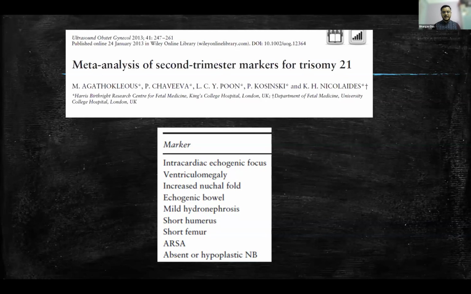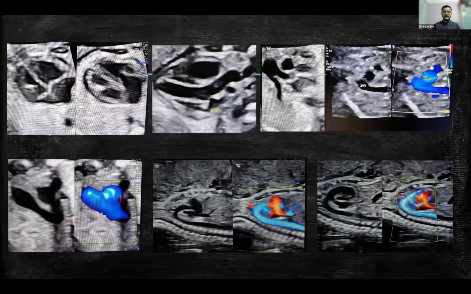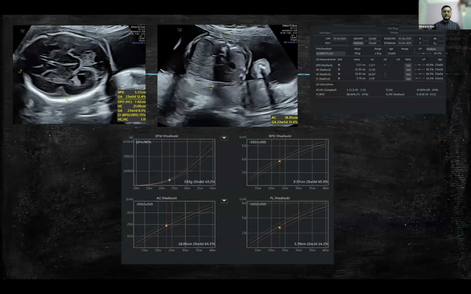So keeping that in mind, I meticulously searched for the soft markers. However, the soft markers were absent. The nasal bone was there. The long bones are normal. The umbilical arteries are normal. There's no pyelectasis, and everything is normal. Then we did a dedicated fetal echo. The four-chamber view is normal. The outflow tracts are normal. The three-vessel view and three-vessel trachea view are normal. No evidence of ARSA. The ductal arch and the aortic arch are normal. And the biometries and the growth profile are also normal.